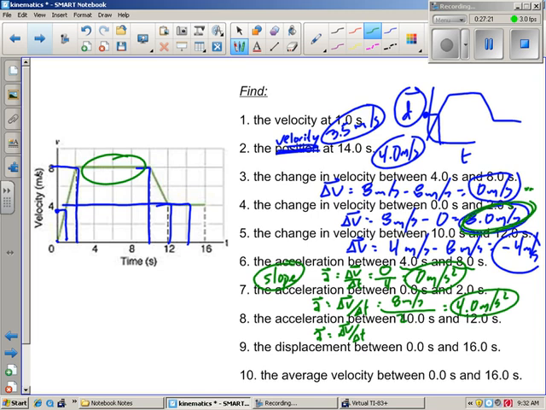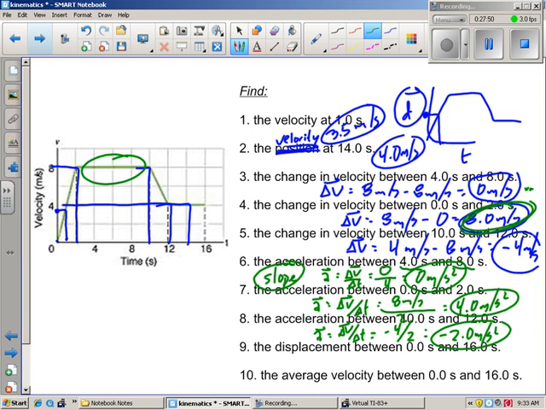A is equal to delta v over delta t. Between 10 and 12, we have a change in velocity of negative 4 and a time of 2, so that's going to be negative 2.0 meters per second squared. Tell me why it's negative. I mean, mathematically, we just found that it's negative, right? But tell me conceptually why it should be a negative value. The velocity is decreasing. That means it's decelerating, therefore a negative acceleration. Good.